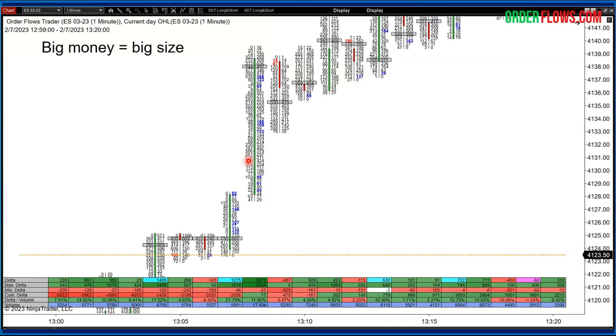Big money often equals big size. Obviously, right? It takes a lot of money to have big size in the market. It's not like you and I can trade 1,000 lots, right? It requires a lot of money up front in margin. So when you see big increases in volume, there are longer term traders coming in, right?